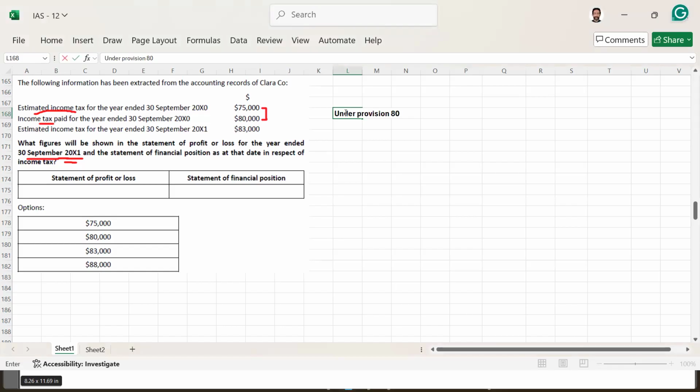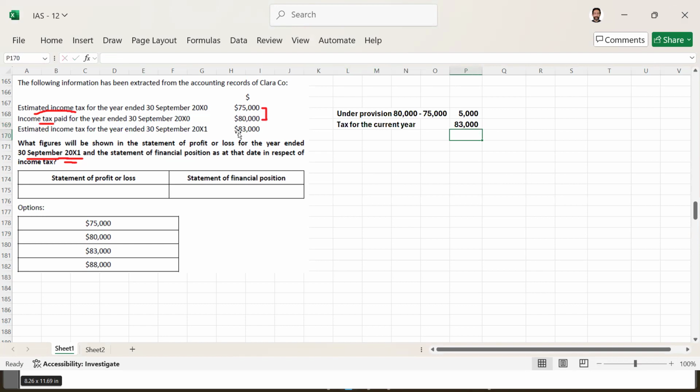Under provision of 80,000. The actual tax was 80,000, whereas we only provided 75,000. So the answer is 5,000. Now we look at the estimated income tax for the year ended 30th of September 20x1, which is the current year. This is the tax charge. Tax for the current year. So this is simply added.